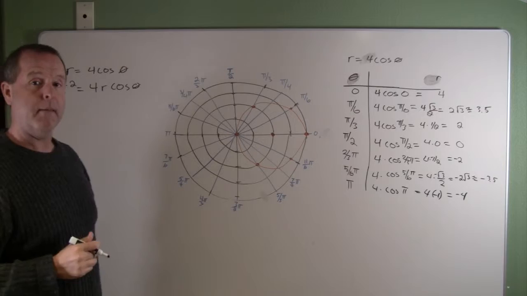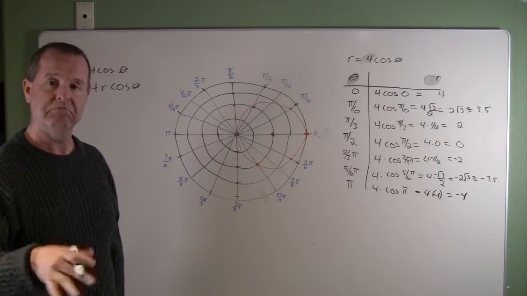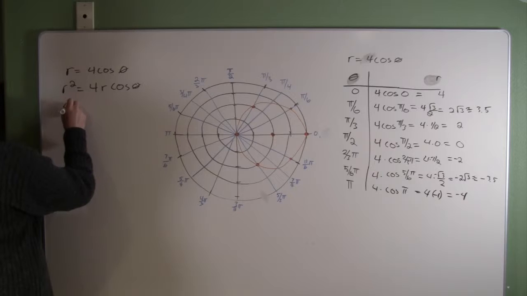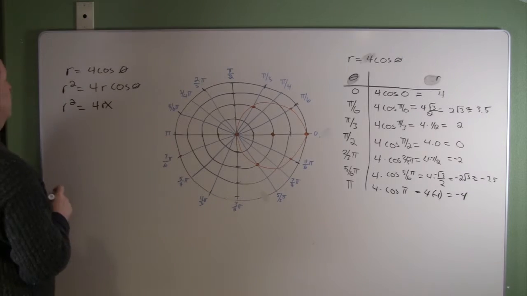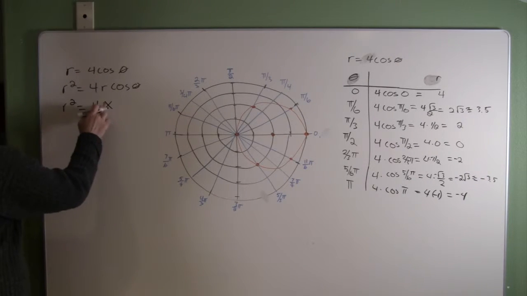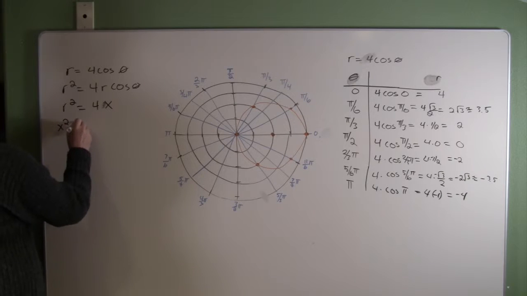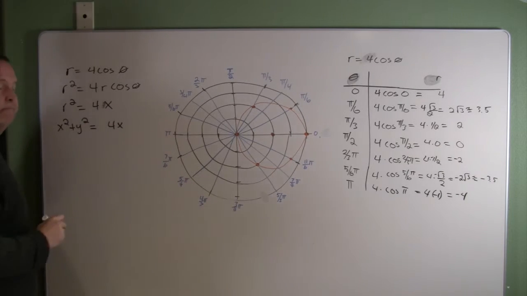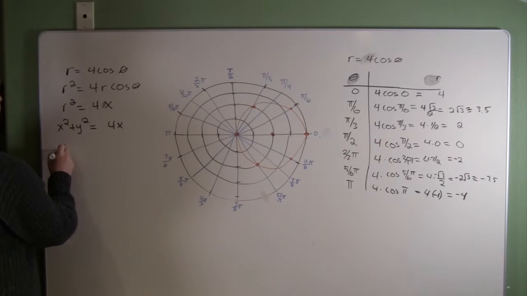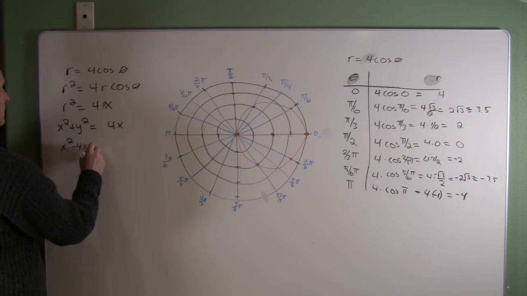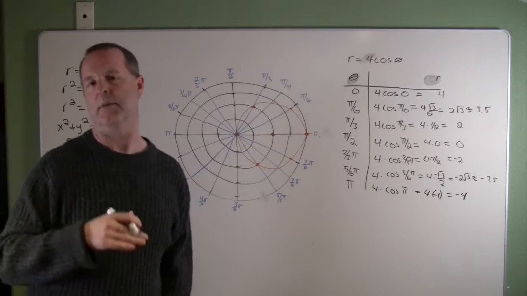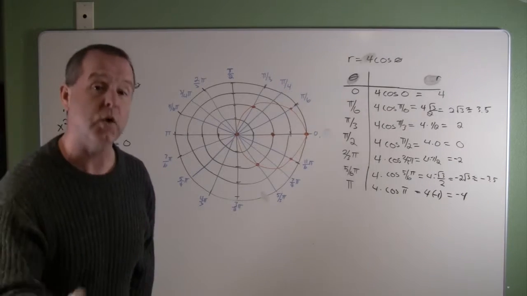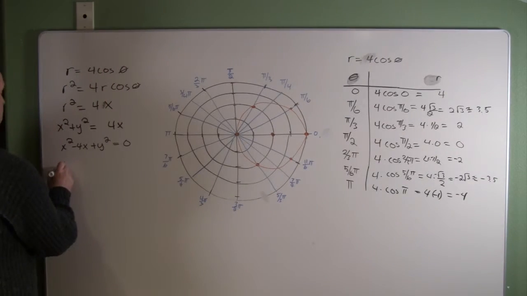Do you remember what r cosine theta transitions to in XY world? Just an x. So I have r squared equals 4 times x. And r squared is itself x squared plus y squared, so x squared plus y squared equals 4x. Subtract 4x from both sides. If you remember one of the examples from a couple of videos ago, we're starting to see this is moving towards the equation of a circle. In order to do that, I'm going to need to complete the square.